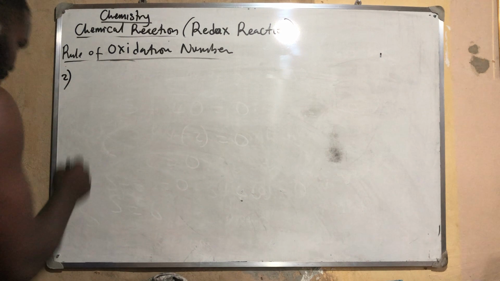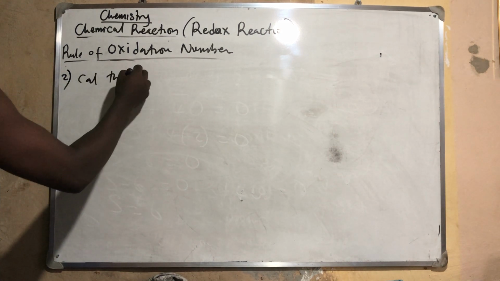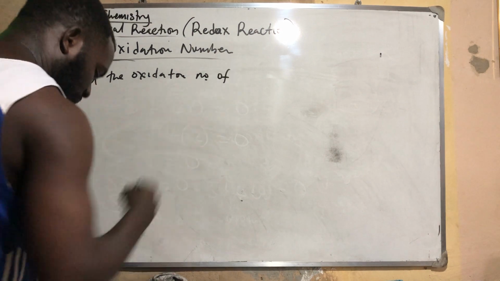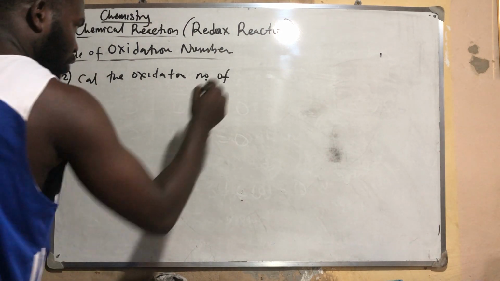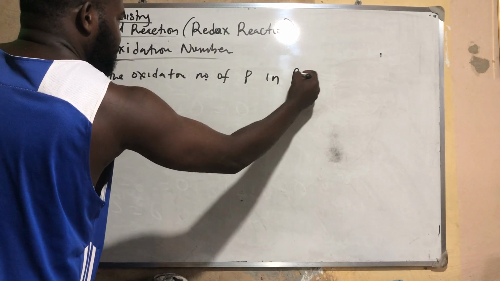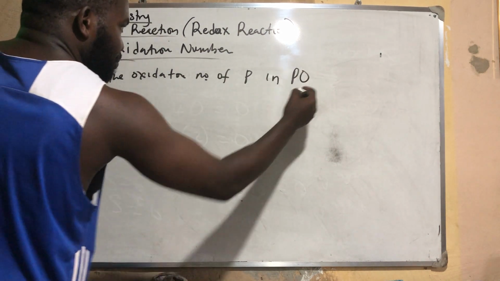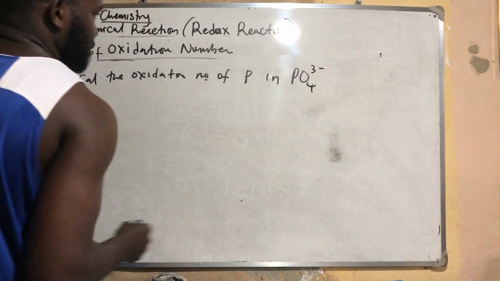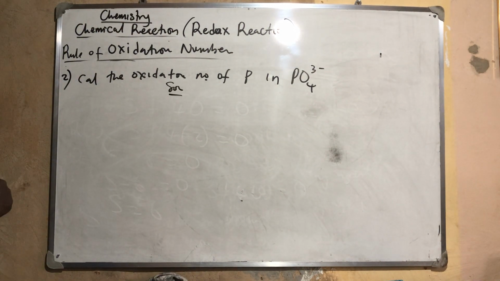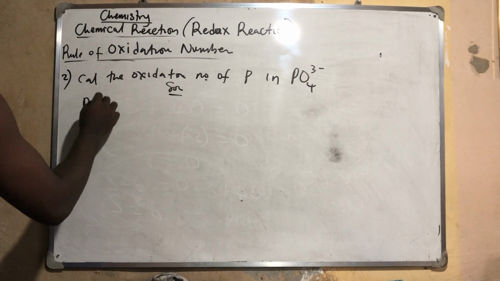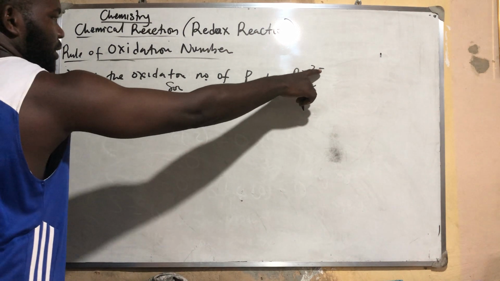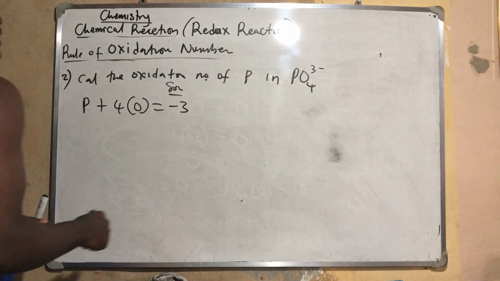Number 2 says calculate the oxidation number of, okay, I'll just be changing the element. Oxidation number of P, phosphorus, in PO4 3 minus. Solution. Very, very simple. We say that P plus 4 of O is equal to what? -3, because of the ion here, -3.